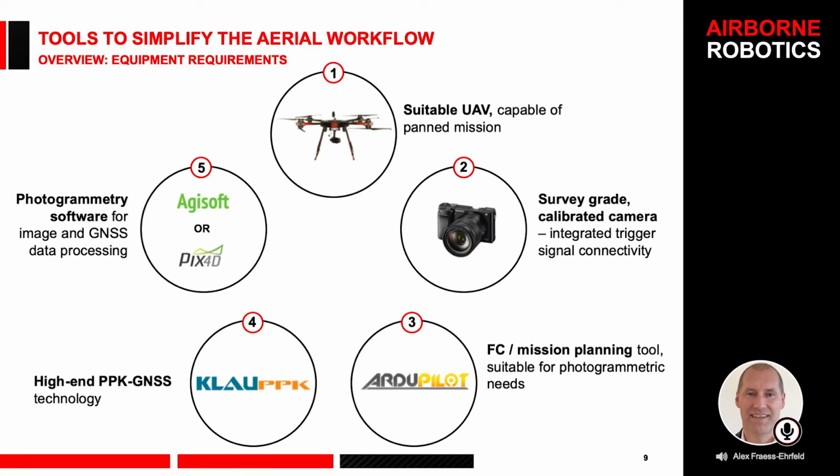So this slide gives you an overview of all the ingredients we need for the photogrammetry process. We have talked about the UAV, so it needs to be a suitable UAV for the planned mission. That requires flight time, payload capacity, but also other things like you need to be able to set the camera angle, either 90 degrees or whatever you choose. And it needs to be tied in. So the triggering of the camera needs to be tied in with the mission planning software.